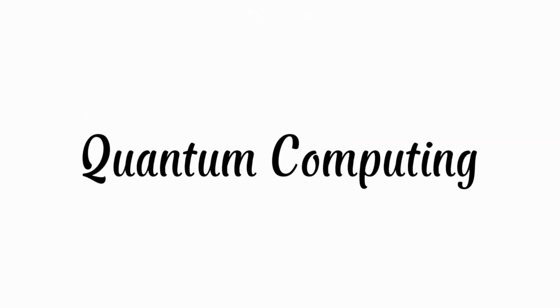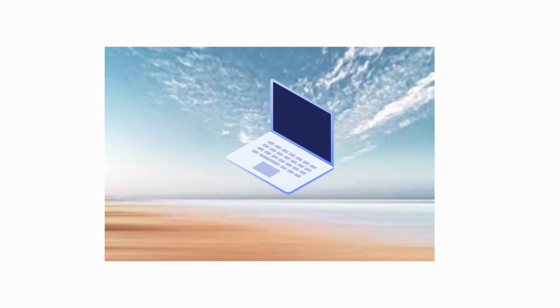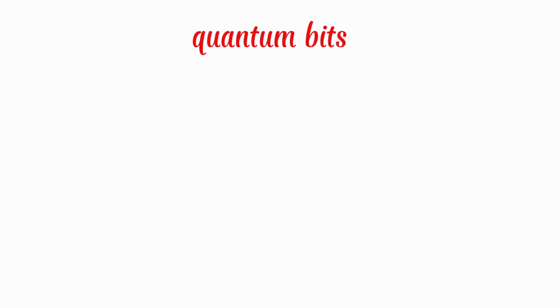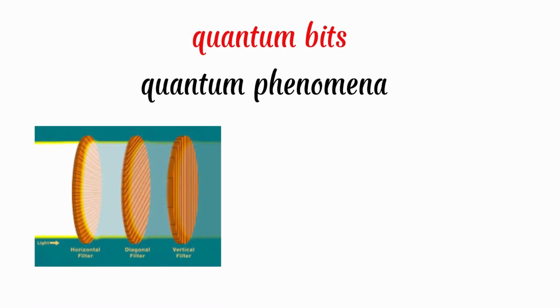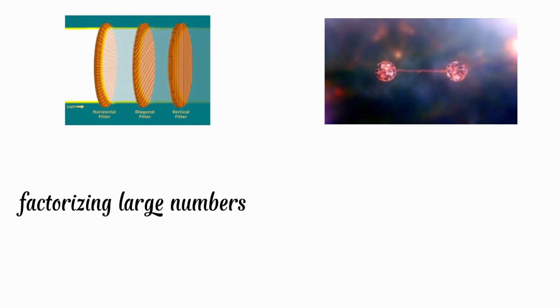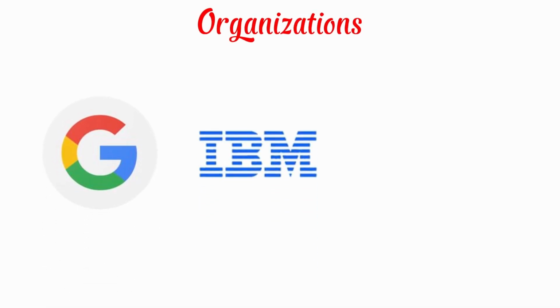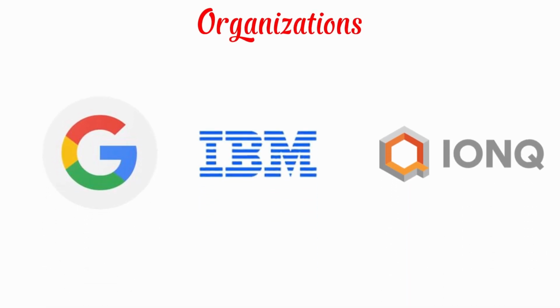Level 9, quantum computing. Beyond the horizon of classical computers lies quantum computing. A realm where bits are replaced by qubits, quantum bits, that exploit quantum phenomena like superposition and entanglement. These unique properties allow quantum computers to handle specific complex problems, such as factorizing large numbers or simulating molecular interactions, at speeds exponentially faster than today's fastest supercomputers. Organizations like Google, IBM, IonQ, and numerous startups are racing to develop stable, error-corrected quantum machines.